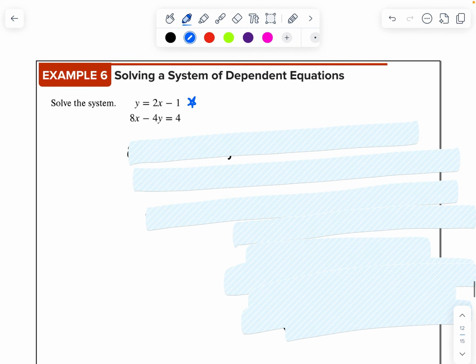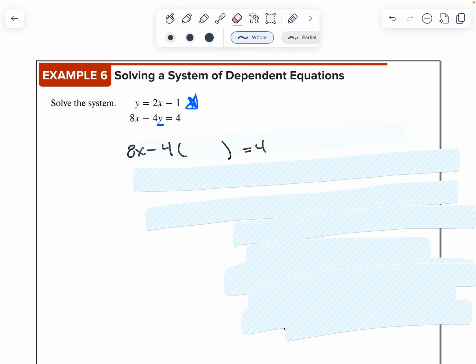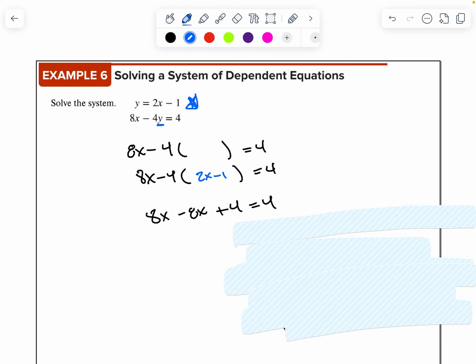All right, how about this one? We've already got one of the equations solved for y, so I would say we'd use substitution here, right? In our second equation, we can substitute in what y is equal to. This is what y is equal to in the first equation. Try and solve for x, and look what happens. We get something that's just absolutely true. It's not ever not true.